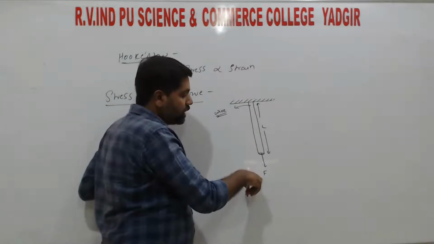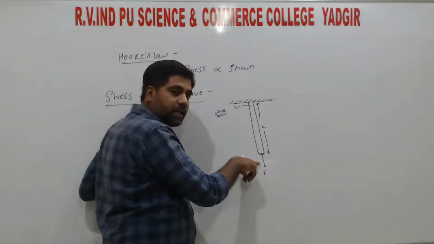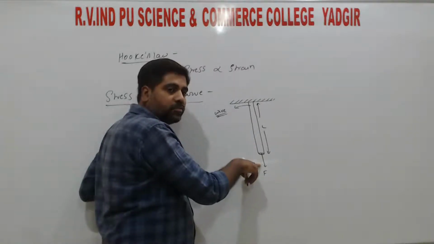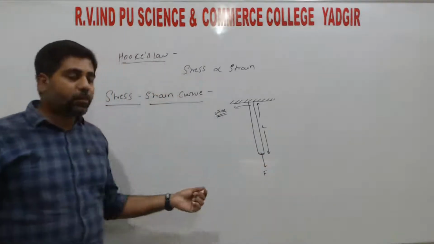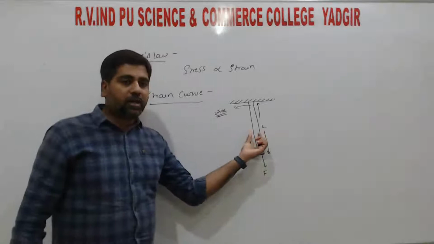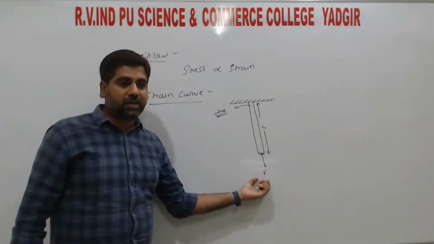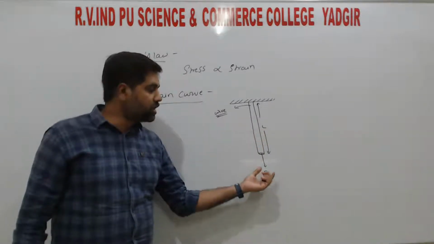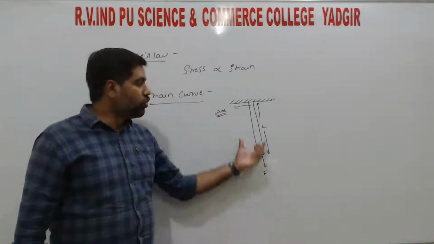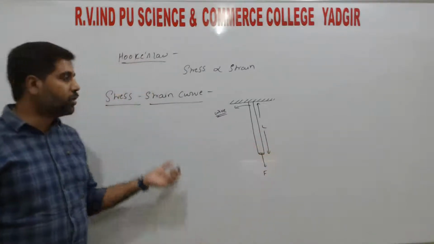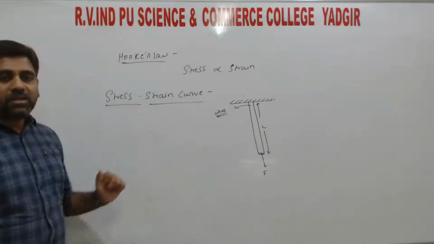Due to the tensile stress, the length increases. That means strain is produced. Which strain is that? The tensile strain. Tensile strain is produced in the wire because of the tensile stress, that is the deforming force applied normal to the area of cross section, right? By considering this case, we are going to discuss the stress-strain curve.